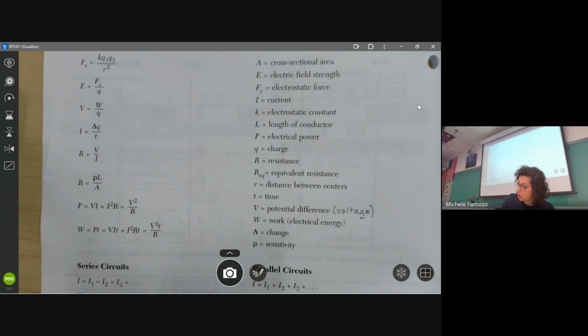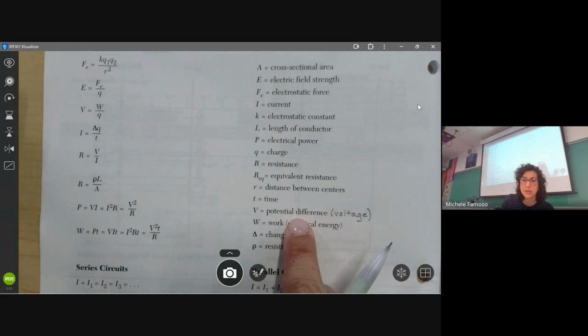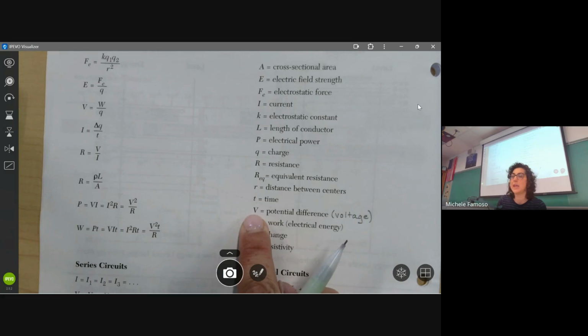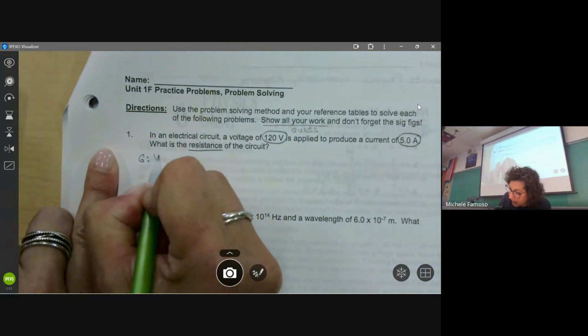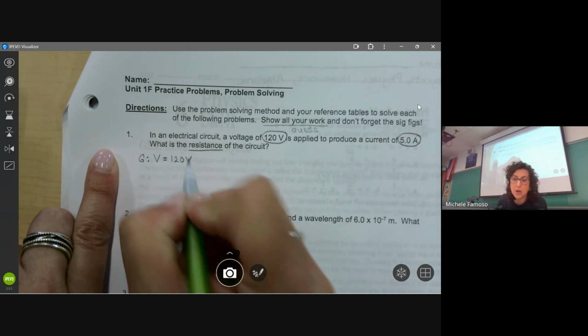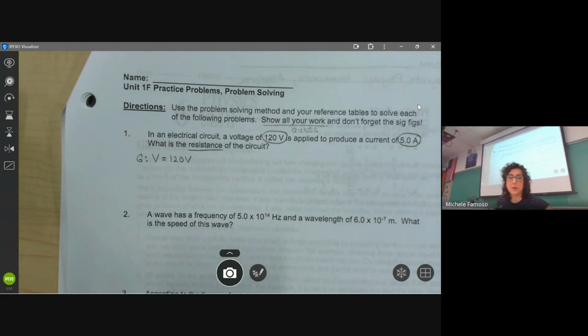Now that we know voltage is potential difference, we see that we identify that variable with a capital V. So anytime we see capital V by itself, we know that means voltage. So what we do in our givens list is we say that capital V is this measurement, which is 120 capital V's.